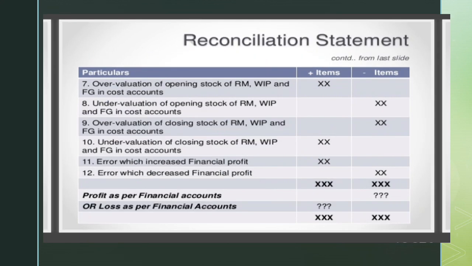Regarding valuation of stock, for the opening stock, add amount of overvaluation in cost accounts, deduct amount of undervaluation in cost accounts. For closing stock, add amount of undervaluation in cost accounts, deduct amount of overvaluation in cost accounts. After making all the above additions and deductions in costing profit, the resulting figure shall be the profit as per financial books.